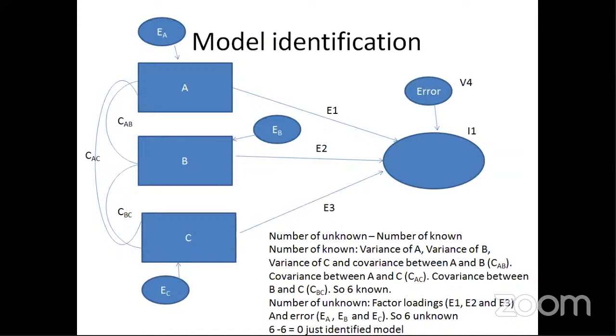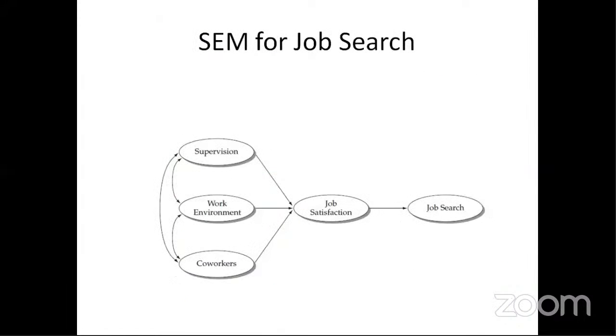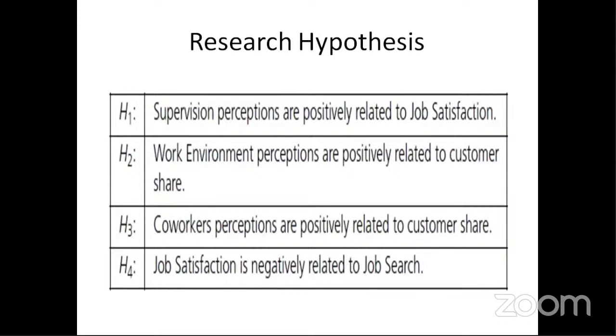Let me give you the examples, like: supervision perceptions are positively related to job satisfaction. Work environment perceptions are positively related to customer share. Co-worker perceptions are positively related to customer share. Job satisfaction is negatively related to job share. So these are all types of researcher's hunch which we are having, that this is our thinking. It's not necessary that you will be able to get the same path, but this is our thinking that we want to check, and therefore now we are creating a model.